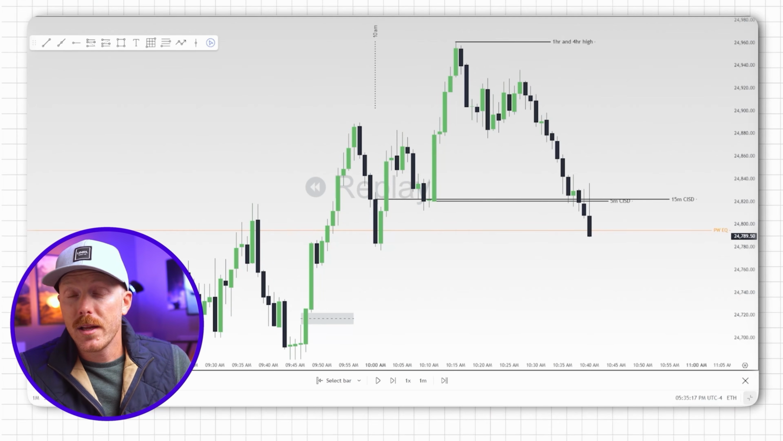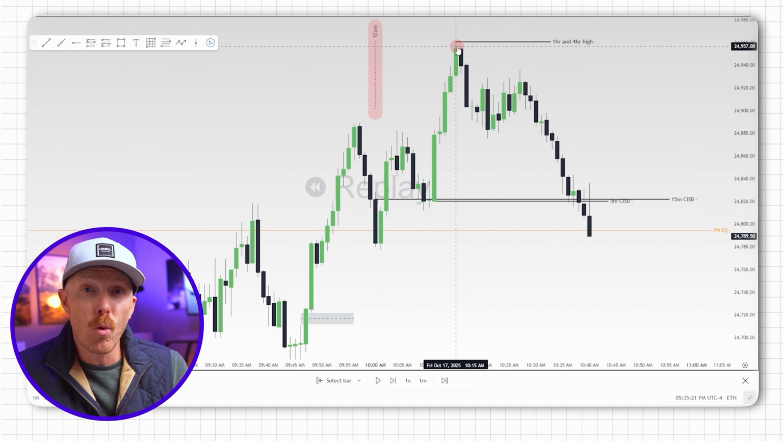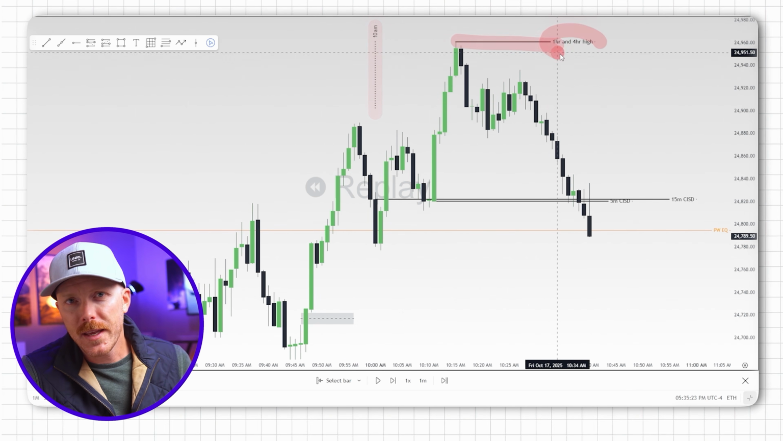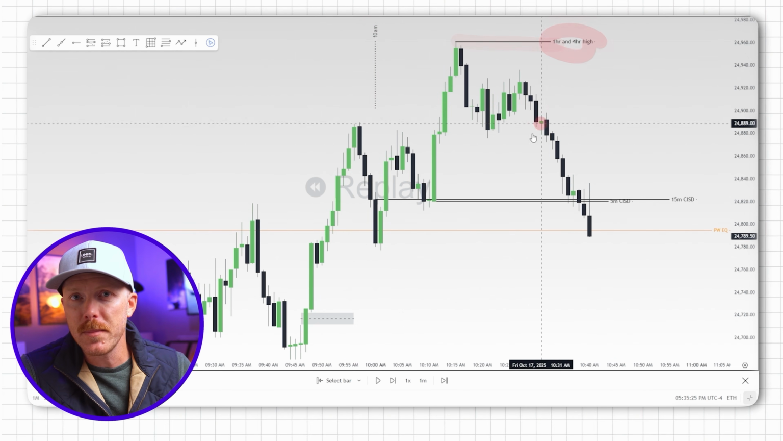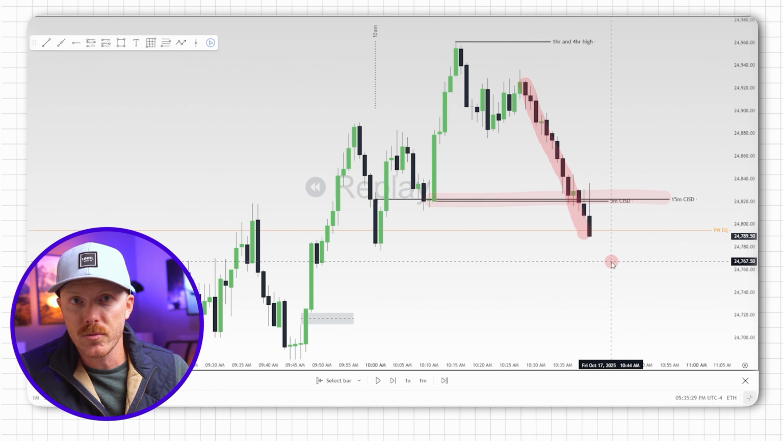In our trade, the sweep happened just after 10 a.m., creating our 1 hour and 4 hour highs. Then price closed below the 15-minute order block, below the lows of the series of up close candles right here.